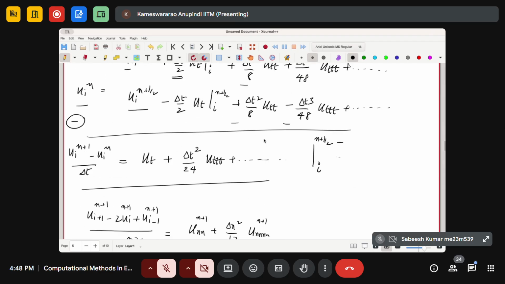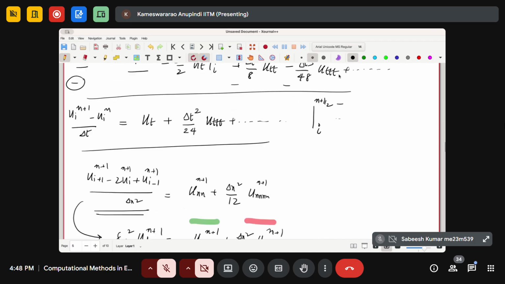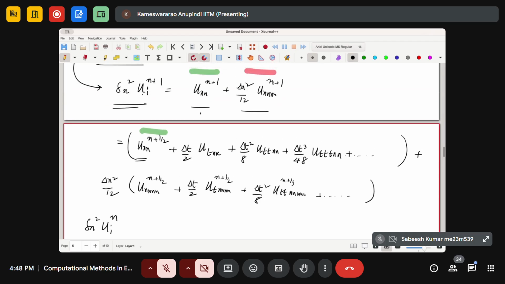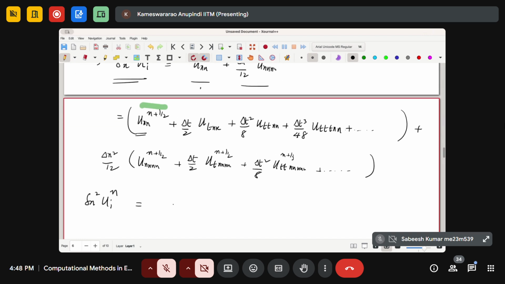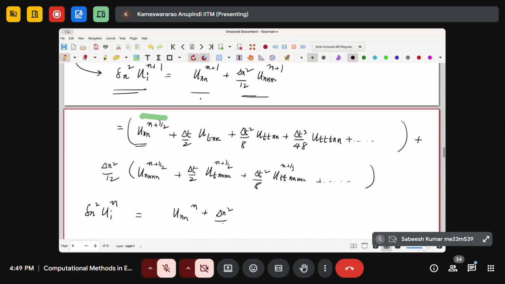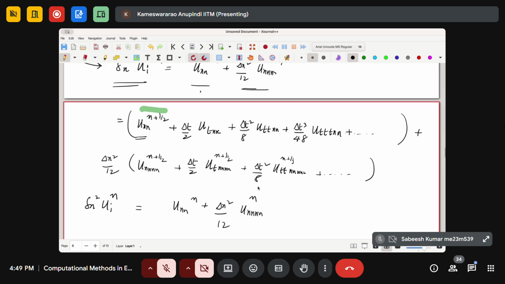Now let me also write, what is the next term? The next term is exactly the same term evaluated at n, right? That means I'm going to write the other term as delta x square ui at n, just like I have at ui n plus 1. So this is going to be the uxx at n, plus delta x square by 12 u 4x at n.